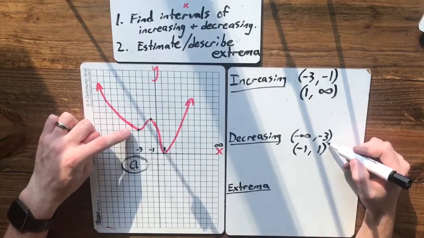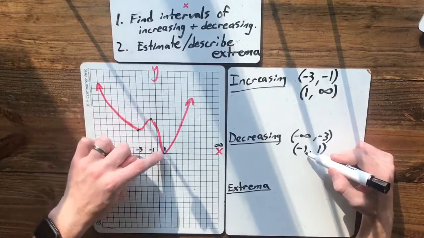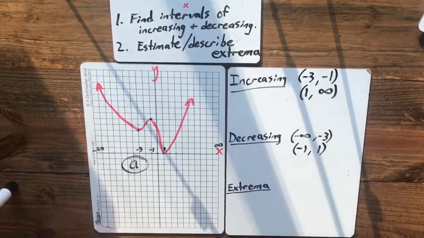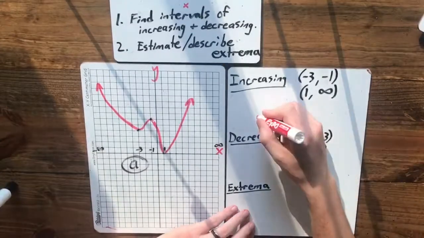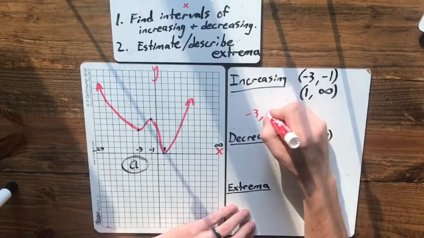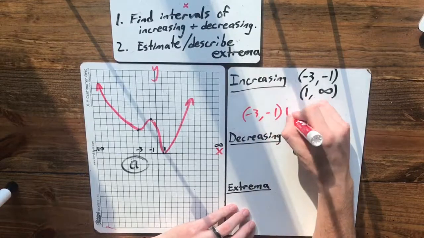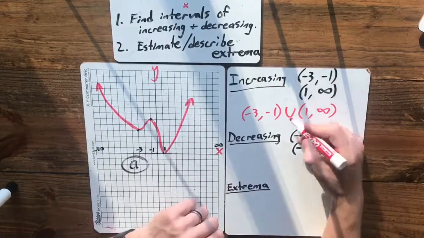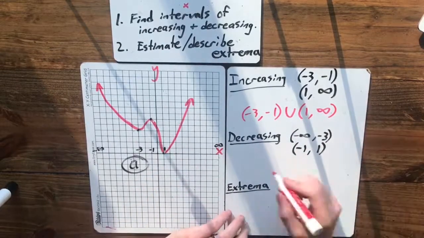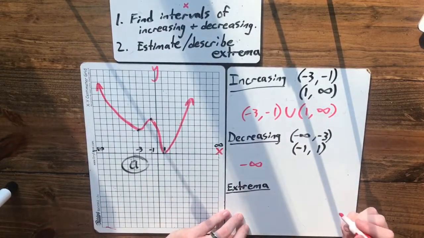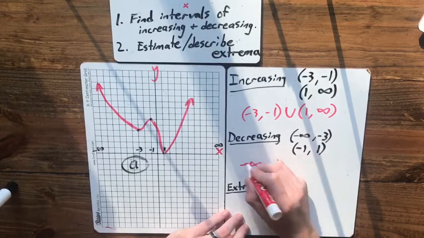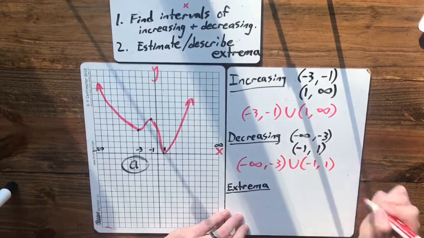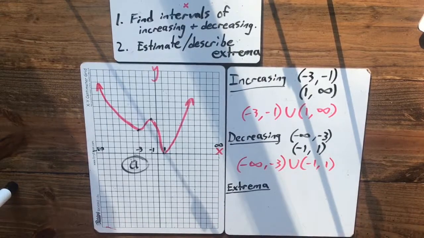Decreasing from negative infinity to negative 3 and from negative 1 to positive 1. And really just a beautiful way to write these and put them together. It's increasing from negative 3 to negative 1, and I'm going to union that with 1 to infinity. These are not overlapping, so it's not an intersection. I'm just putting them together. It's decreasing from negative infinity to negative 3, union with negative 1 to positive 1. So we can put them together.